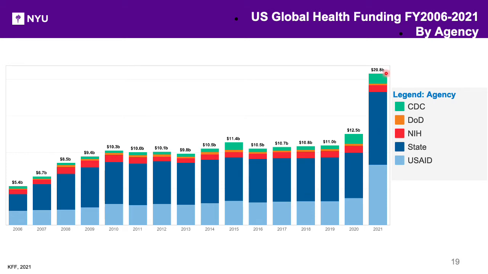The agencies that receive the majority of the global health programming include, for example, the CDC, the Department of Defense, which is DoD, the NIH here. The majority of it is the State Department, as you can see here in the blue, and of course USAID, as I've shown before. And as you can see, in fact, the U.S. State Department has received the bulk of the funding most of the time in terms of global health funding.